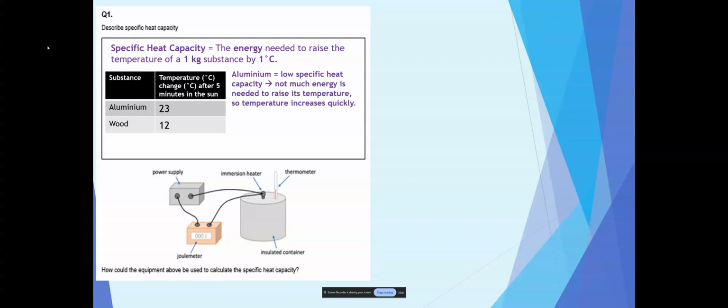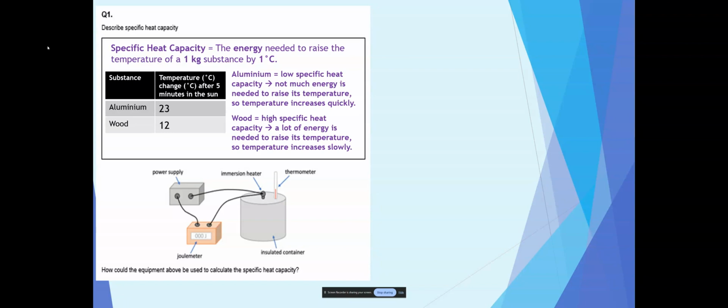So what we say is aluminium has a low specific heat capacity. Not much energy is needed to raise its temperature, so temperature increases quickly. Whereas wood needs more energy to raise its temperature, because it's been in the sun for the same amount of time, but it's only increased by 12 degrees. So we say wood has a high specific heat capacity. A lot of energy is needed to raise its temperature, so temperature increases slowly.